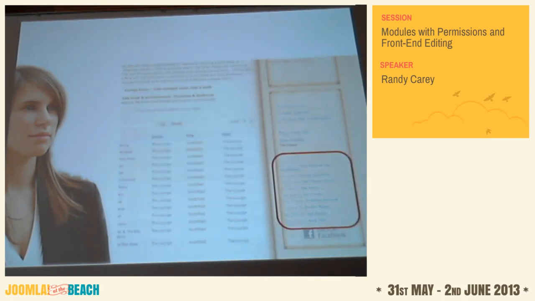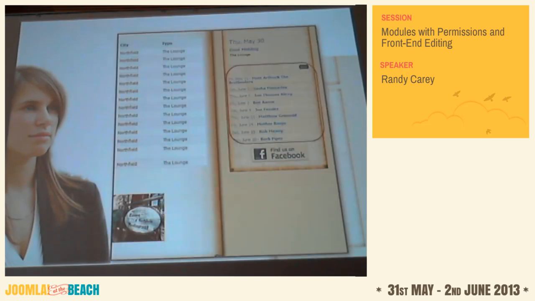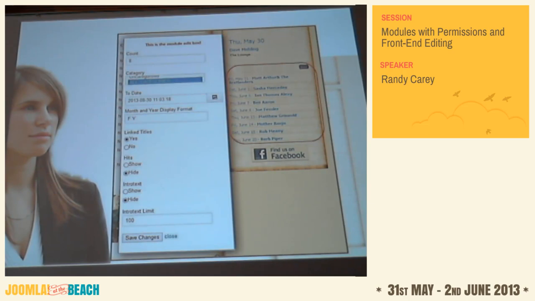Say they want to look at the different listing of events coming up, same thing. They have an edit button here. By clicking on the edit button, a little dialog box pops up, and they can change just the details that matter, like the account, the category, the date range, the format in the month, day and month. They want to link the titles, all those sorts of things.